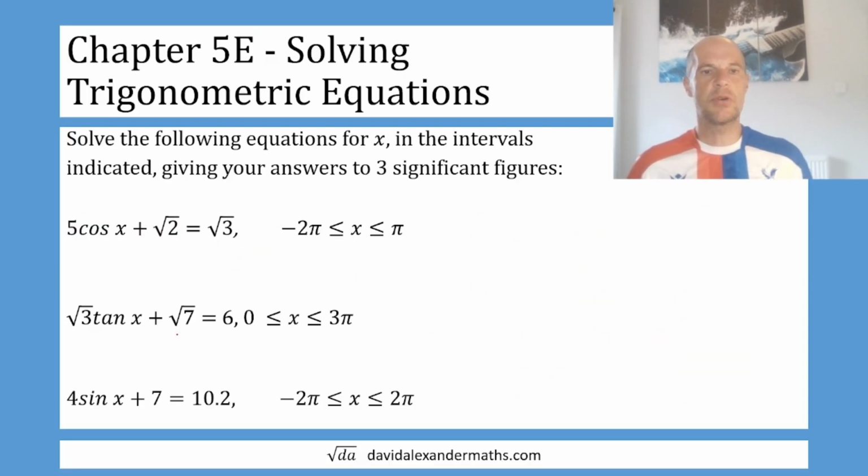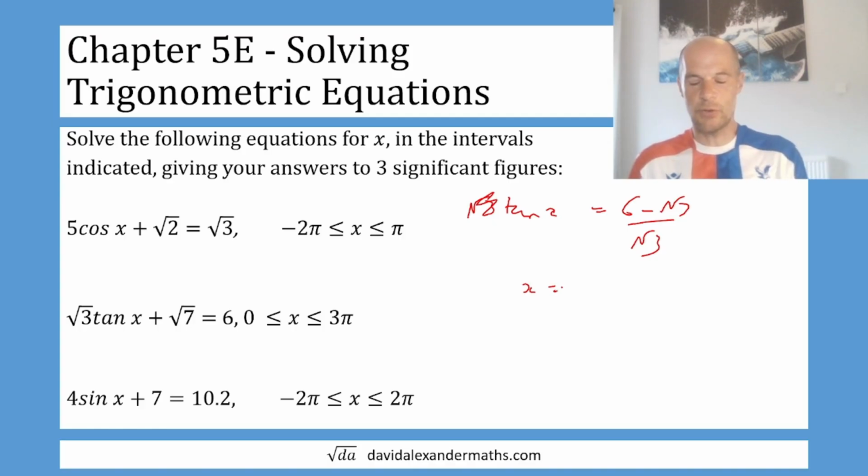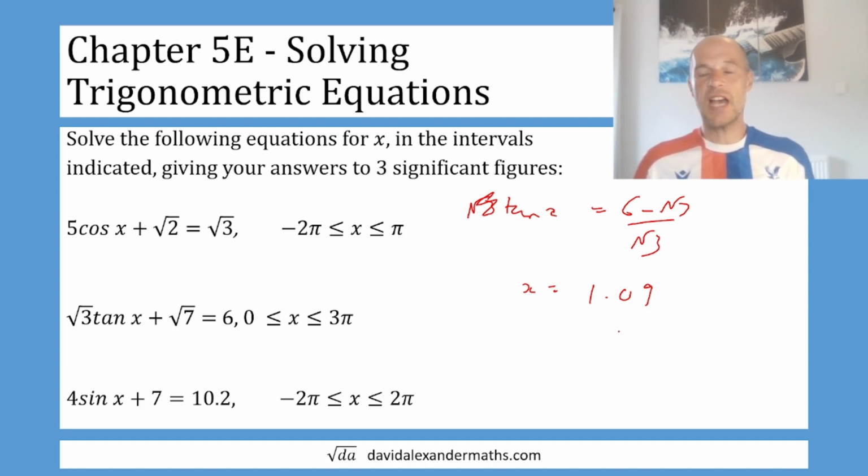Okay, looking at the next example, I'm going to take away, so root 3 tan x is going to be 6, take away root 7, divide by root 3. So x is going to be the inverse tan of all that stuff. So 6 take away root 7 divided by root 3. Shift tan, answer is 1.09. Okay, now remember that tan repeats every pi radians. So if I subtract pi from that, that would take me below 0. So there's no solutions beneath 1.09. But if I add pi to it, I'll get the next one, which is 4.23.